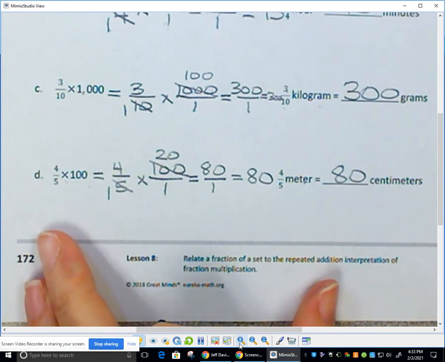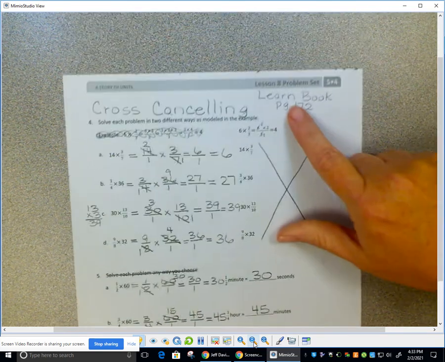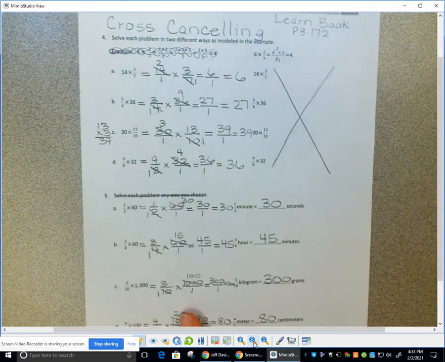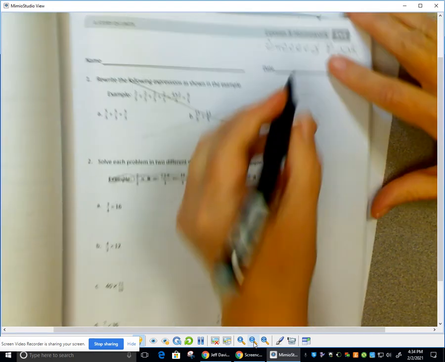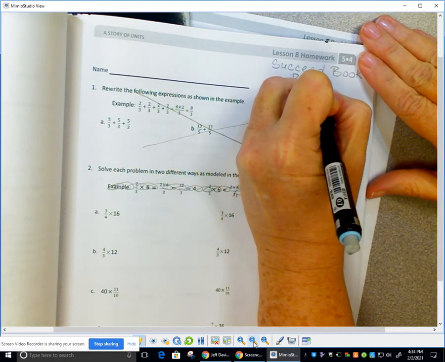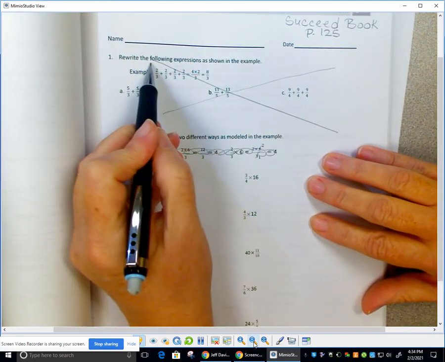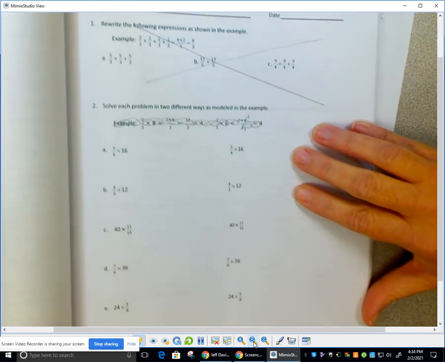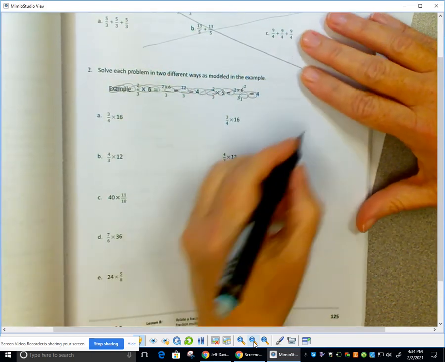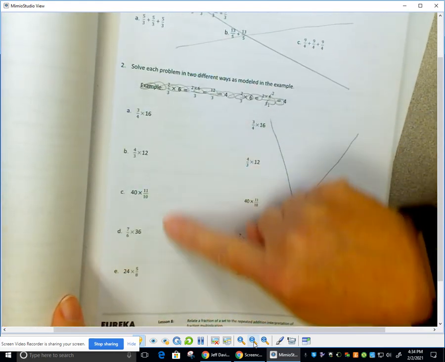Now, let me tell you what I want you to do on your own. This was our Learn book. I want you to go to your Succeed book, and I want you to turn to page 125. Succeed book, page 125. I want you to X this part out. You're not doing this part. Scribble these directions out. You're not doing those. And I only want you to do, don't worry about doing this side. I only want you to do A through E.